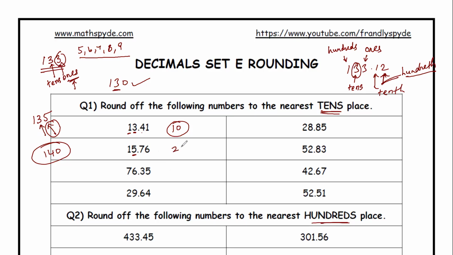15.76 becomes 20. 76.35 becomes 80. Because remember, the ones place is what we focus on to change the tens place. That one is 30. Got it? That one is 30 as well. That one remains 50, 40, 50.